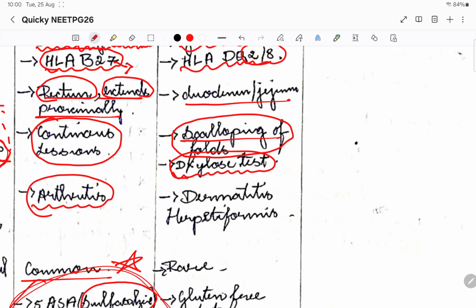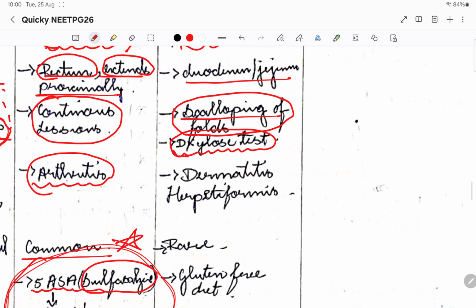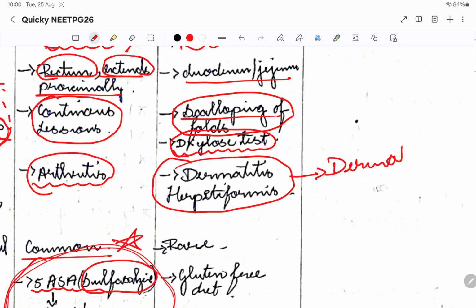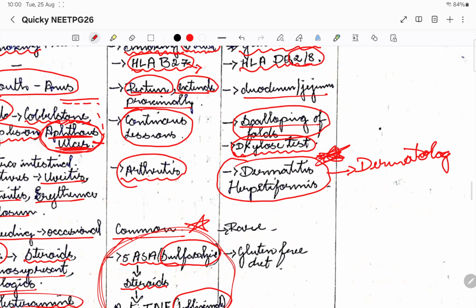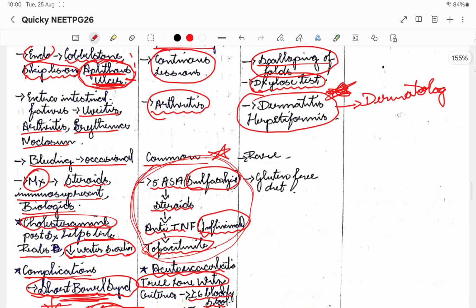One of the extra-intestinal features is dermatitis herpetiformis. We talked about this in dermatology, right? So please note this down in your sticky note. This has been asked hundreds of times with respect to celiac disease, dermatitis herpetiformis. And bleeding will be rare in celiac disease.